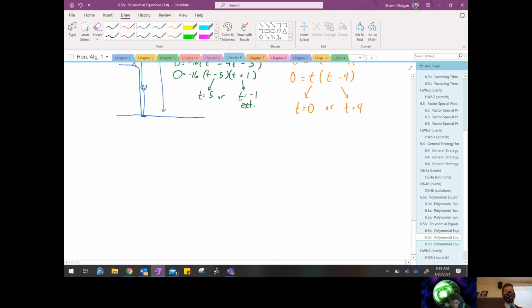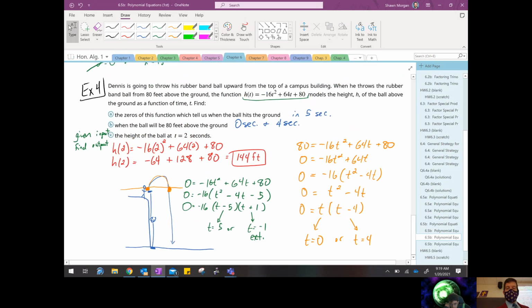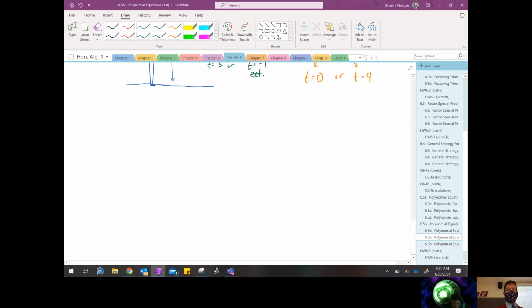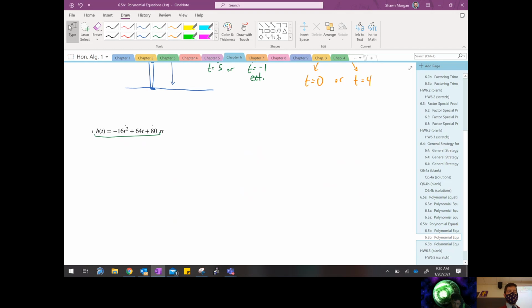But here's what I wanted to do. I wanted to take this equation right here. And actually, let me just snip this, so we'll not have to rely on my lousy memory here. All right. Copy. We're going to paste.